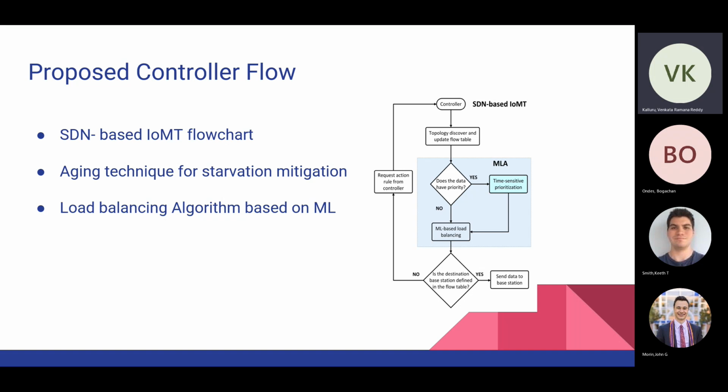This is the proposed control flow for the SDN-based IoMT. The controller will execute the topology discovery operation for the base stations, and it will also detect the workloads of the base station and also perform load balancing in order to increase the real-time performance. And then we move to the ML algorithms, where we can use algorithms if the data has priority. Then we are going to use the time-sensitive prioritization. For this, we are going to use the aging technique.